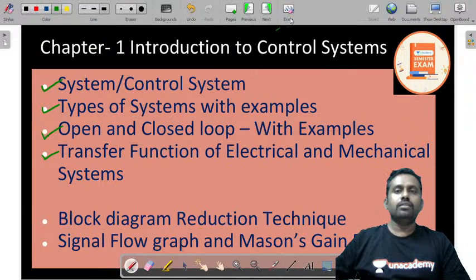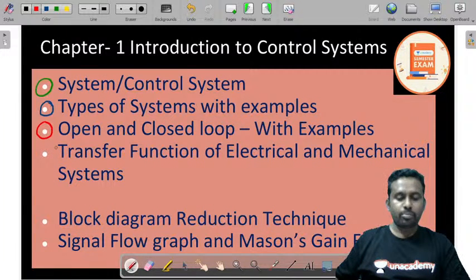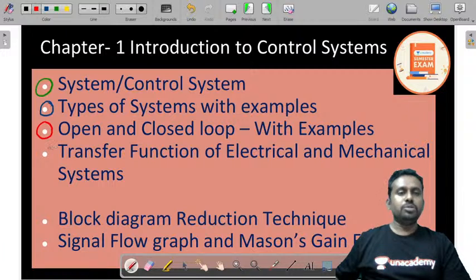Once again, we'll see what is a control system, what are the different types of control systems, and what are open and closed loop control systems, examples of open and closed loop control systems, and also the differences between open and closed loop control systems, wherein you will also come across something called feedback. And also we will discuss the transfer function of electrical and mechanical systems.